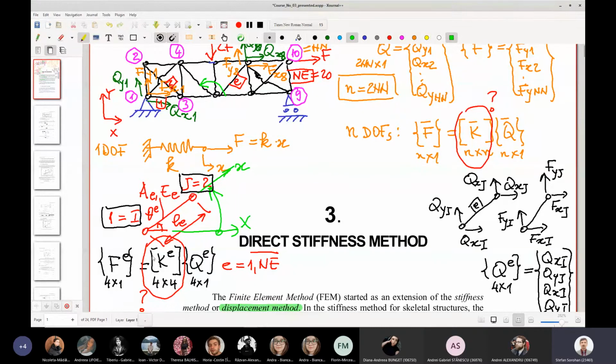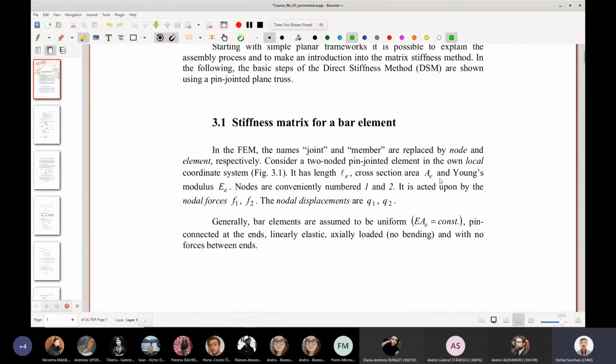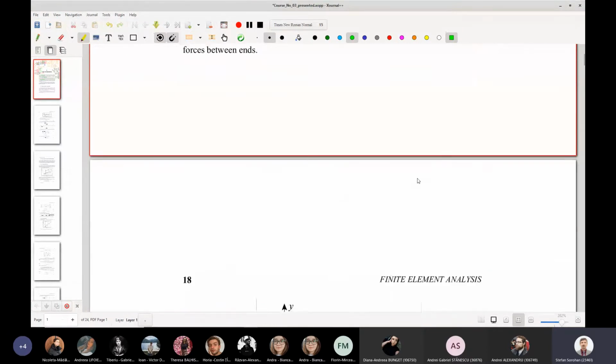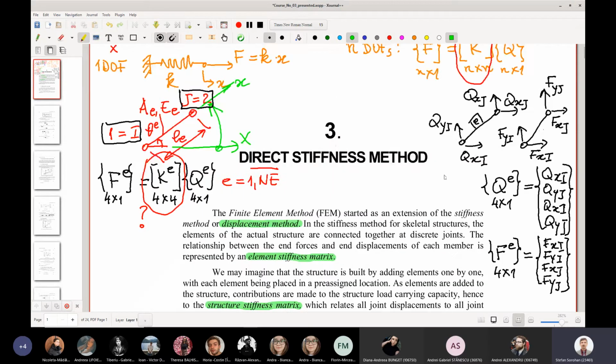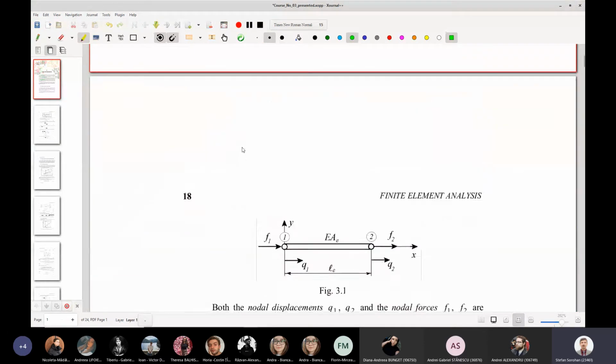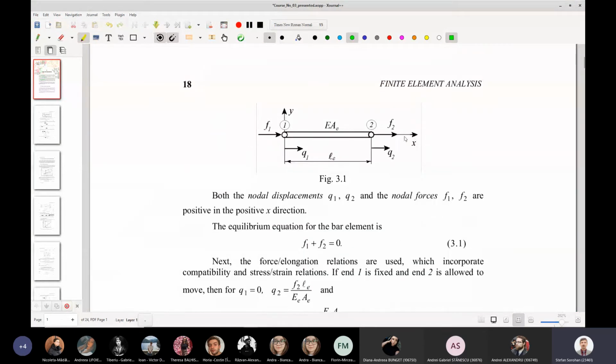How can we obtain this element stiffness matrix, which makes a relationship between nodal forces and nodal displacement in matrix form? And for that, we must take a look at this picture. Of course, this member here makes an angle theta. But let's use another system of coordinates, a local one. So I will take x and y.